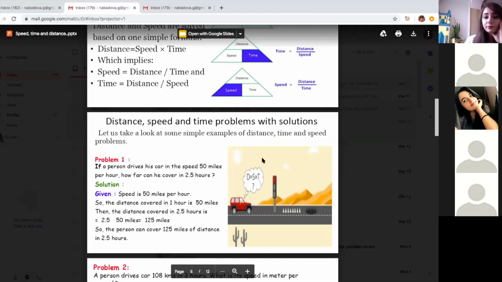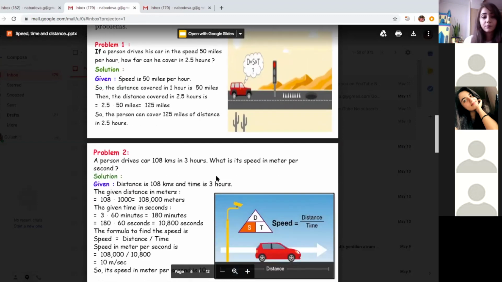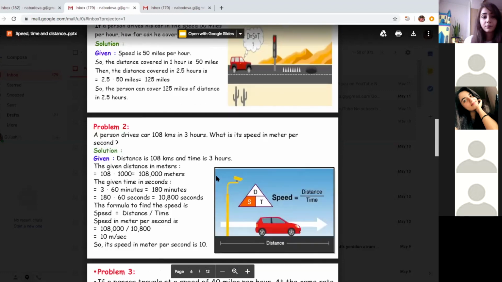Great. Now, let us give some examples of distance, time, and speed. Problem number 1. As you see, this question gives us speed and time, and requires us to find distance. So speed is 50 miles per hour, meaning that if the car moved 1 hour, it covers 50 miles. So a person can cover 125 miles of distance in 2.5 hours.